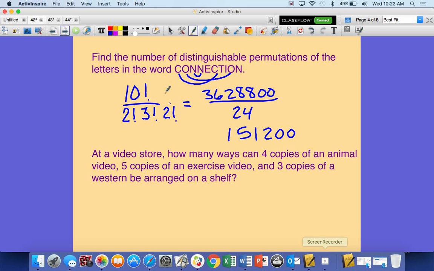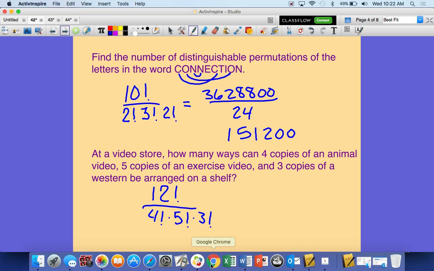Alright, so we're going to do the same thing as we did with the word connection up here. 4 plus 5 is 9, plus 3 is 12. So on top we've got 12 factorial. On the bottom, animal videos, we've got 4 of those. Exercise videos, we've got 5 of those. And Western videos, we've got 3 of those. Remember, every single time that one of these doubles up, triples up, whatever, you need to make sure you put those on the bottom. And then you simply just multiply those out.